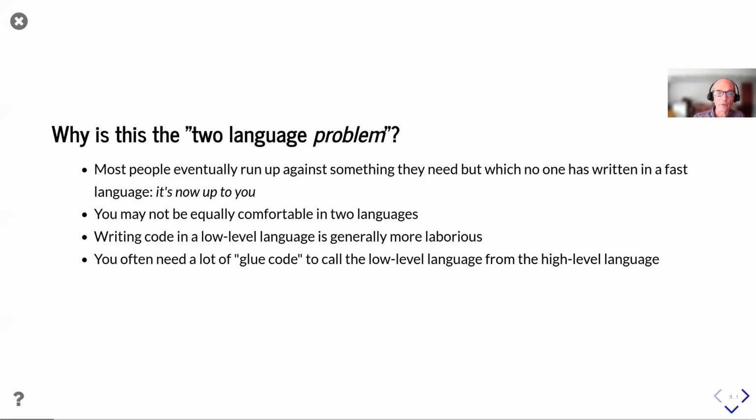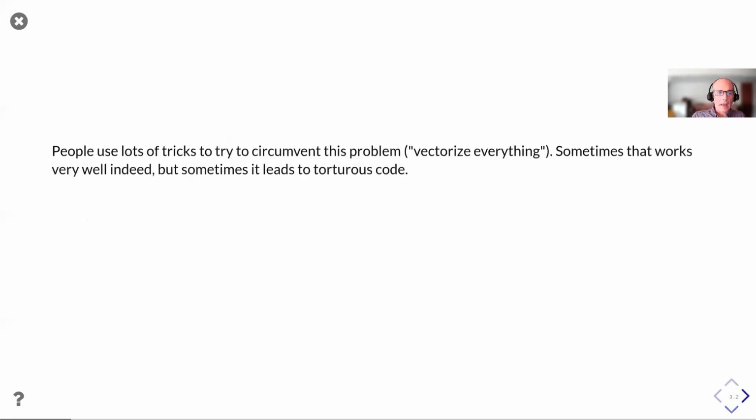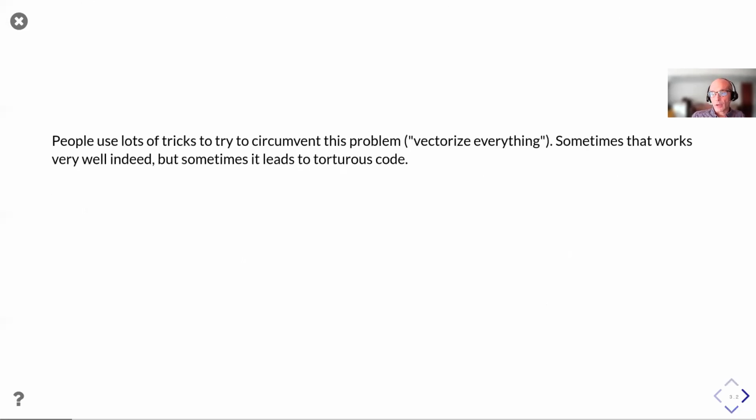And if you're not equally comfortable in both a high level and a low level language, or don't want to spend the time that it would take to write it in a low level language, it can be a very frustrating experience. And so people, again, do everything they can to circumvent this problem.